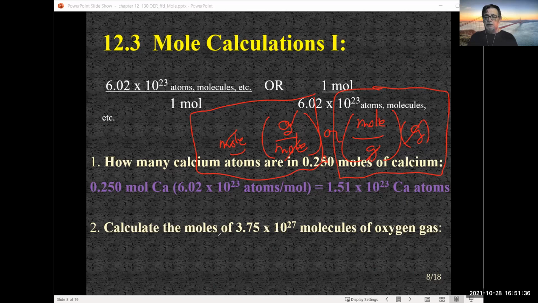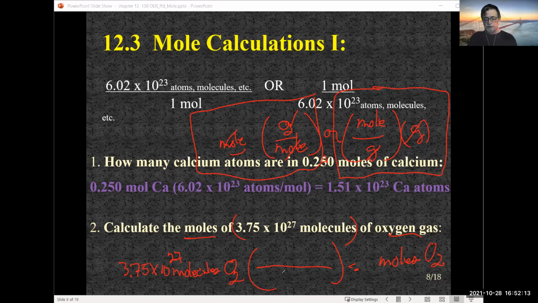Here, they're asking to calculate the moles of 3.75 times 10 to the 27 molecules of oxygen gas. Write down what we're given: 3.75 times 10 to the 27 molecules of oxygen gas. Obviously, I'm going to use a factor. I'm looking for moles of oxygen gas.